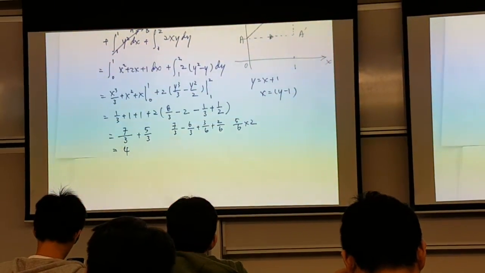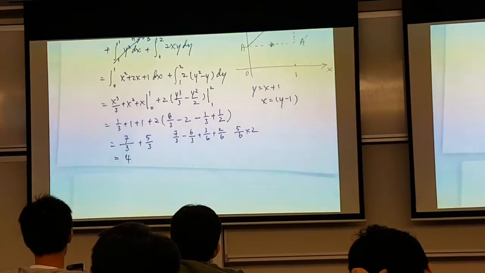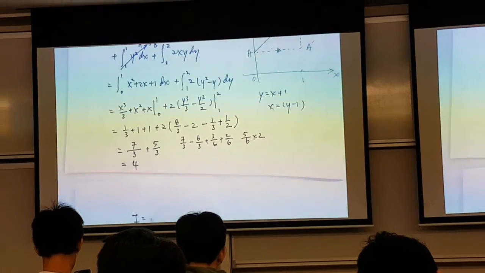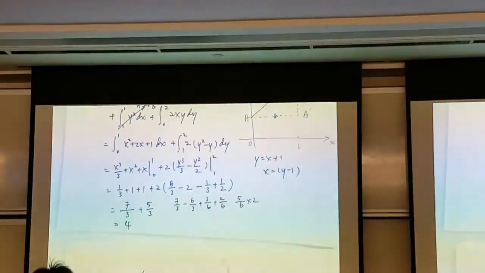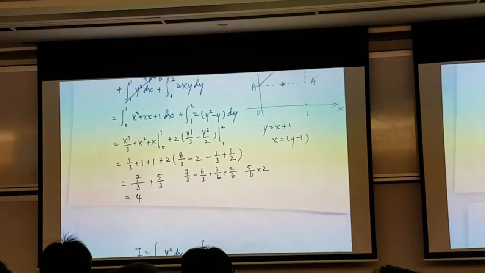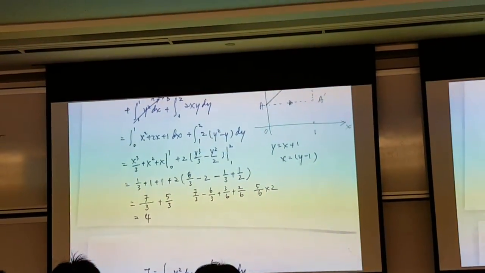So if I have to move directly, how would I actually do this? Originally your integral is y squared dx plus the integral of 2xy dy.